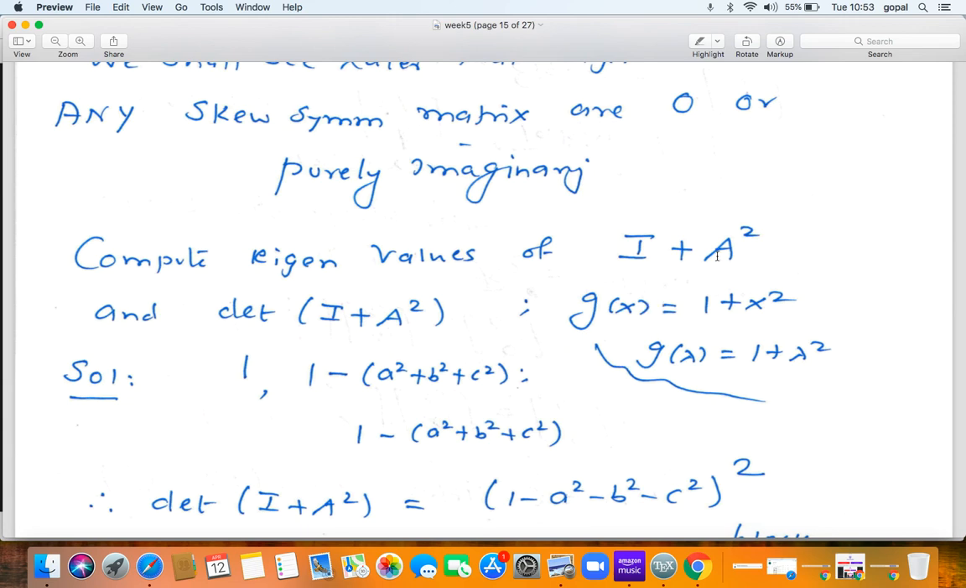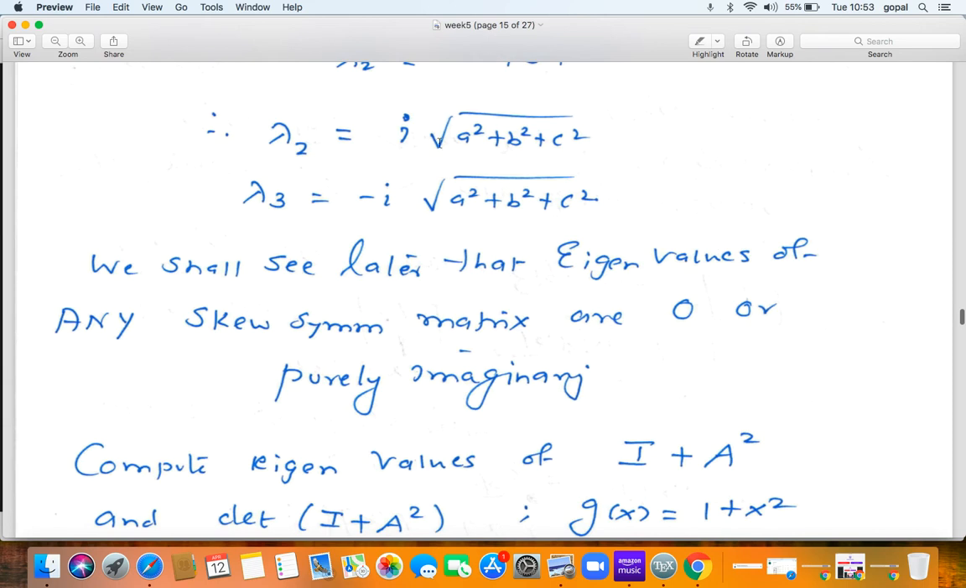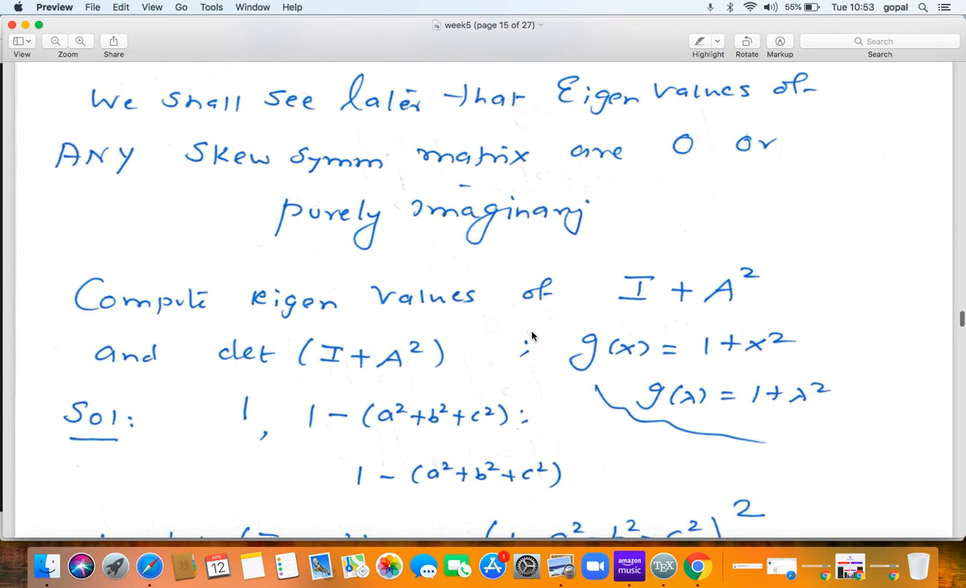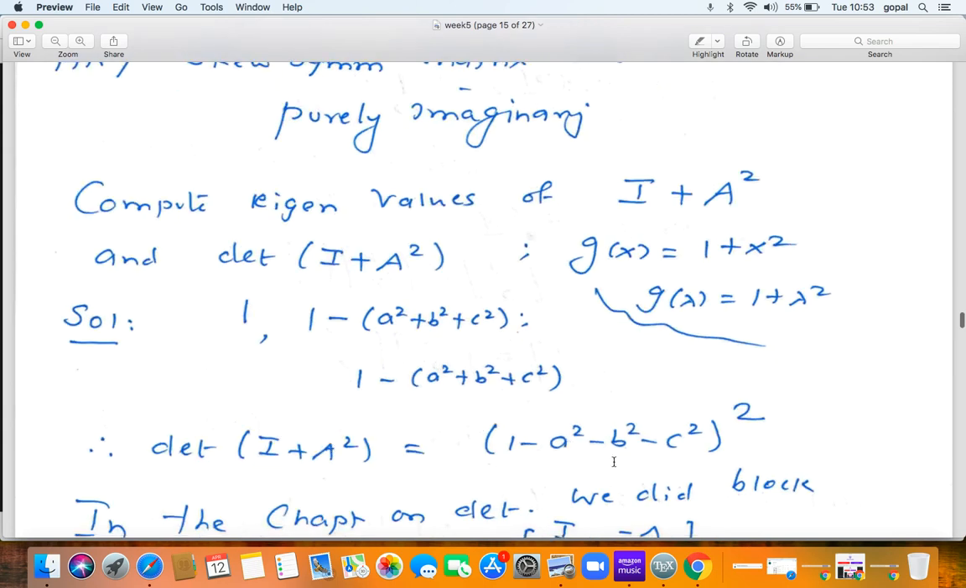So we know the eigenvalues of A. What are they? 0 and plus or minus i times the square root of a squared plus b squared plus c squared. So what is the determinant of I plus A squared? The polynomial is 1 plus x squared, so the corresponding eigenvalues are 1 plus lambda squared. What are the lambdas? 0 and plus or minus i root of a squared plus b squared plus c squared. So 1 plus lambda squared is 1 minus a squared minus b squared minus c squared, counted twice. So these are the 3 eigenvalues. What is their product? The product of the eigenvalues is 1 minus a squared minus b squared minus c squared, the whole squared. The determinant has been computed.